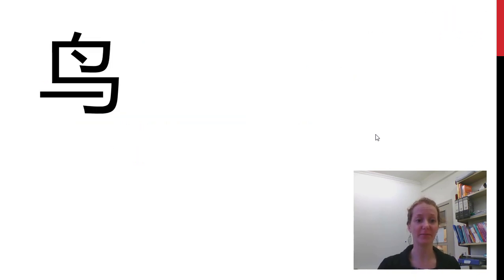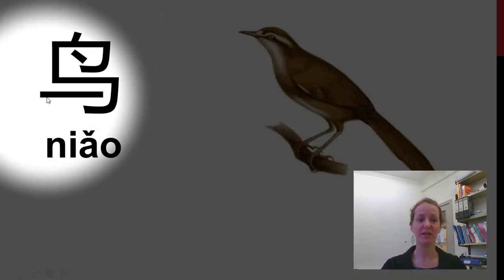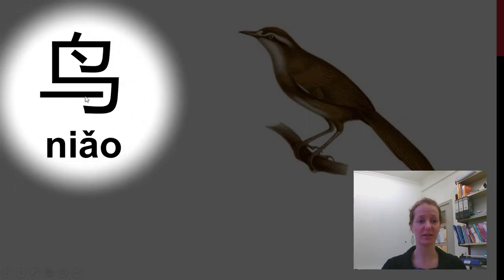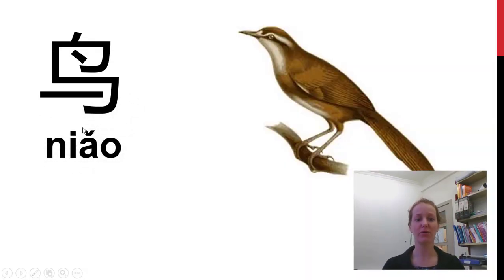So the first one, 鸟. So originally a lot of the characters for animals came from pictures. As you can see, you can imagine that the bird is sitting on the stick, and this is the bird here, and maybe its beak or a little top feather or something. As we go through, try and think of ways that you can remember how to say these animals and remember to recognize the characters.